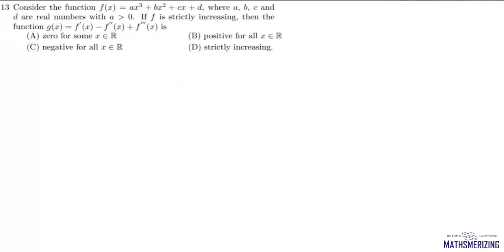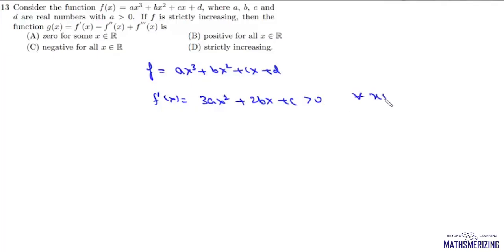Now question number 13 is, consider a function f where a, b, c, d are real numbers and a greater than 0. If f is strictly increasing, then this function g, which is f dash minus f double dash plus f triple dash, is which of the following options? Now given that this function f is ax cube plus bx square plus cx plus d, and it is strictly increasing. It is strictly increasing if f dash x, which is 3ax square plus 2bx plus c, is greater than 0 for all x belongs to R.